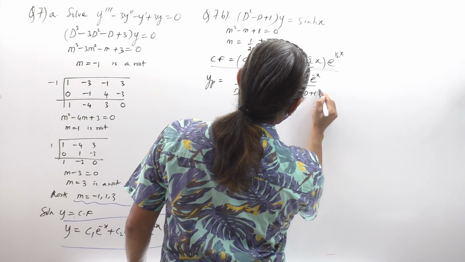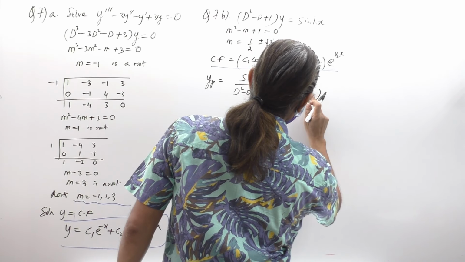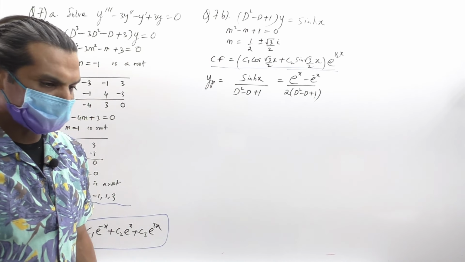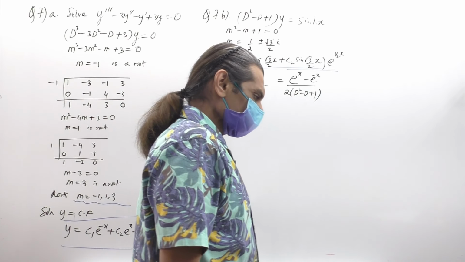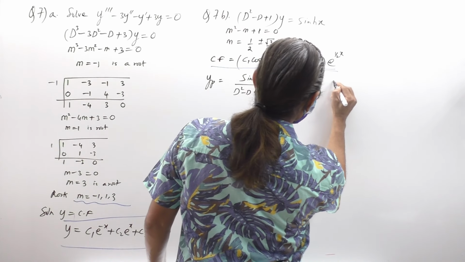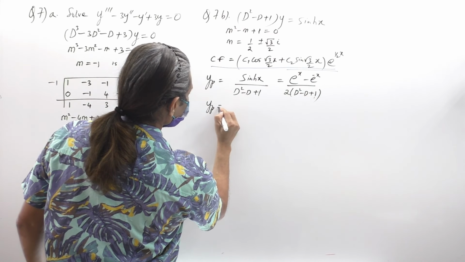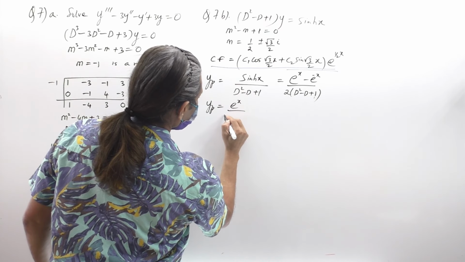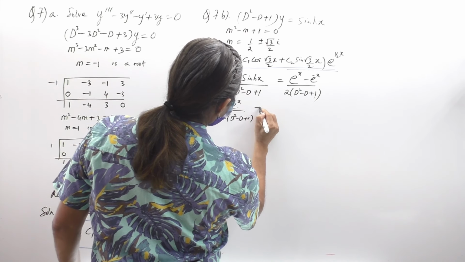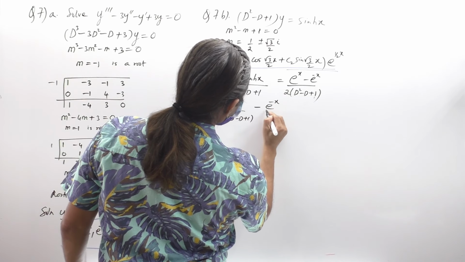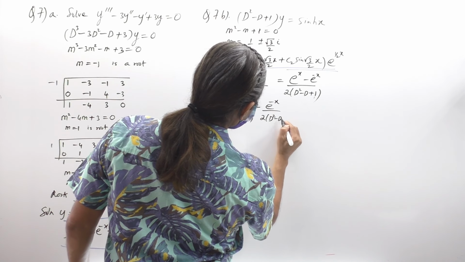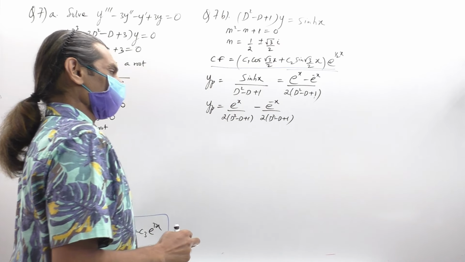So it is (e raised to x minus e raised to minus x) by 2, into D square minus D plus 1. And as I always keep telling while doing problems on types, wherever in the numerator there is a plus or minus sign, everything defines a different type. So please separate them. There is a minus here, so we'll separate it. So yp is equal to e raised to x by 2 into (D square minus D plus 1), minus e raised to minus x by 2 into (D square minus D plus 1). So both are type number 1.